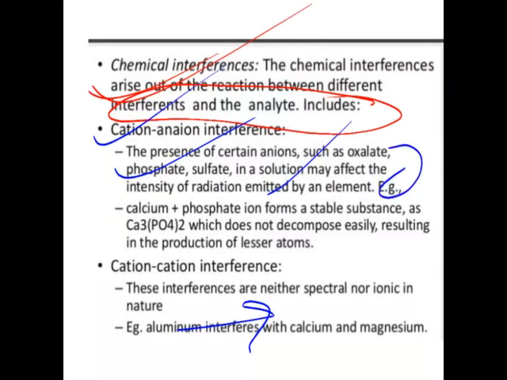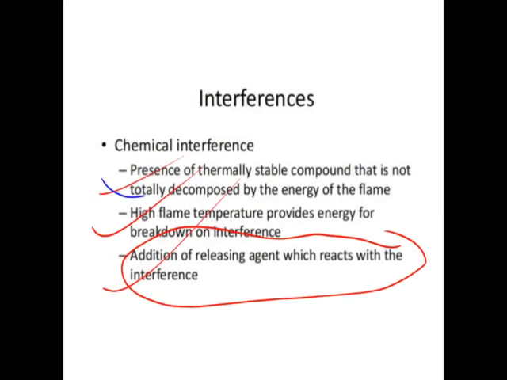For example, calcium and phosphate ions form stable substances such as calcium phosphate, which do not decompose easily, resulting in the production of fewer atoms. So what we have seen here is that if they are thermally stable, it is difficult to decompose that substance. Out of 100%, only 60 or 70% can be determined.